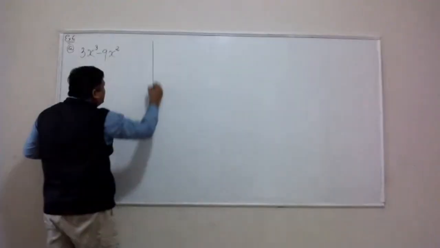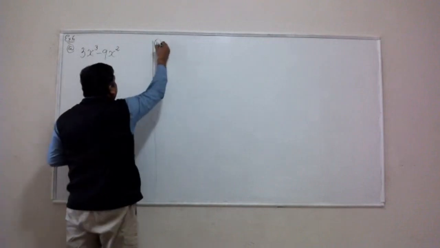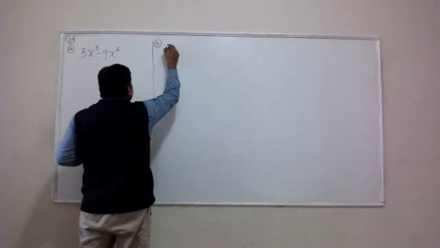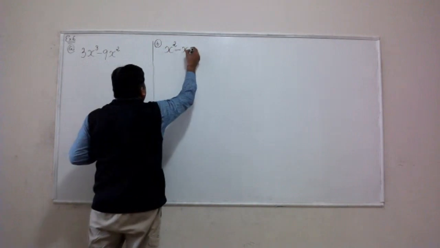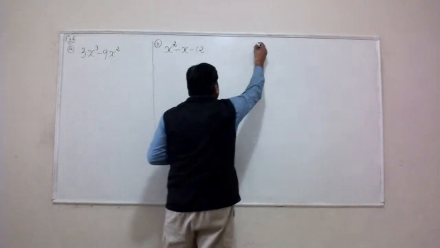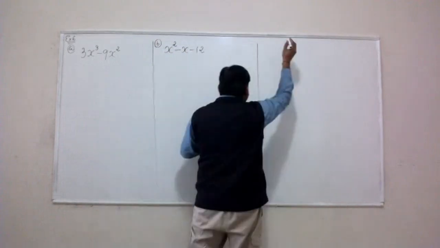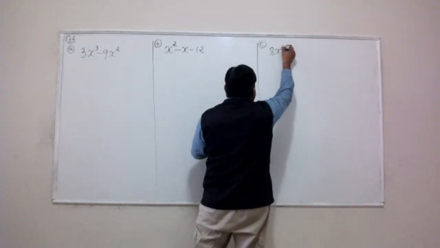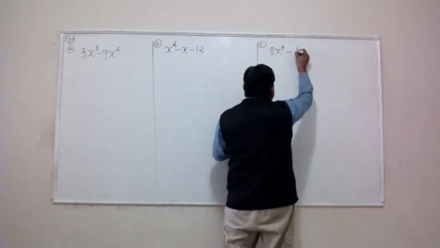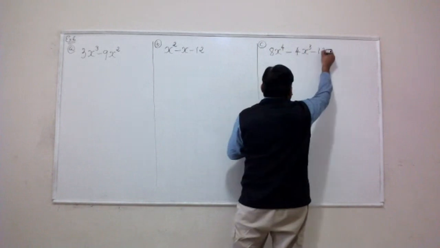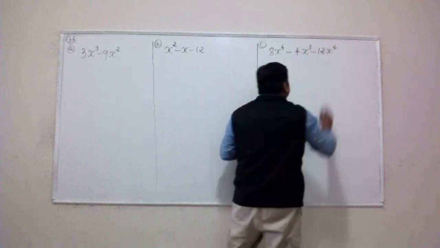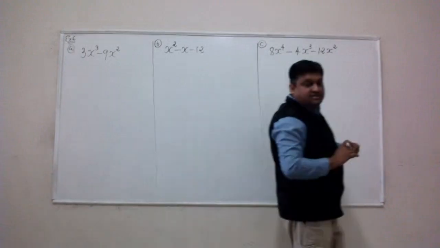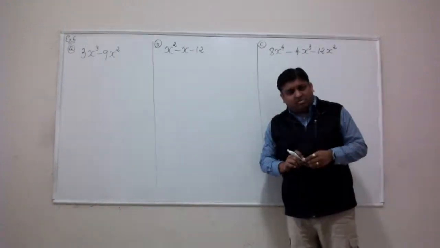As I said, I would like to add one more problem into this problem number 6. Let me give you this one: x squared minus x minus 12. And then I have this problem, 8x to the 4 minus 4x cubed minus 12x squared. Okay, so we would like to factorize these three polynomials.